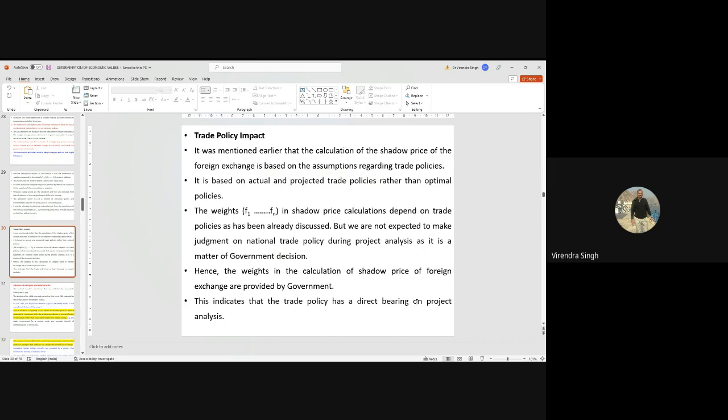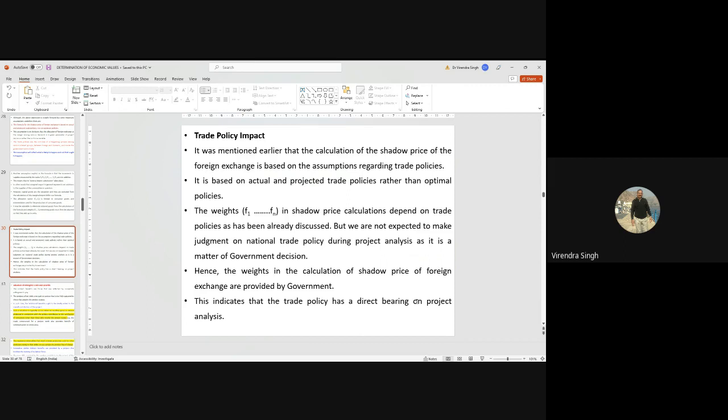Trade policy impact. Trade policy has an impact on foreign exchange rates, and foreign exchange rates need to be adjusted for economic valuation of the project. So, what effect a trade policy has on foreign exchange rates we must consider. It was mentioned earlier that the calculation of the shadow price of foreign exchange is based on assumptions regarding trade policies. It is based on actual and projected policies rather than optimal policies. The weights in shadow price calculations depend on trade policies, as has been already discussed. But we are not expected to make judgment on national trade policy during project analysis, as it is a matter of government decision.